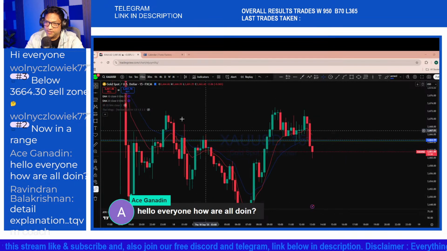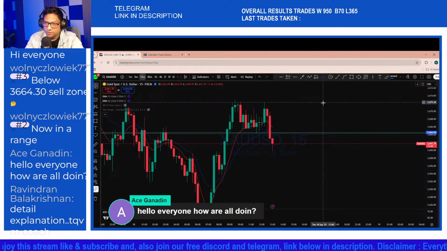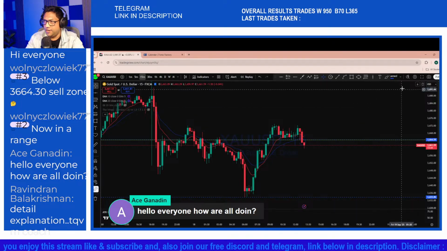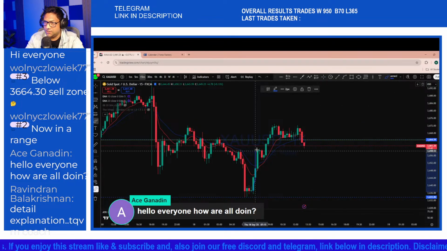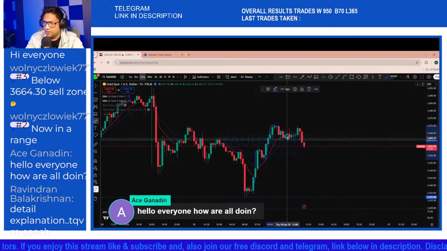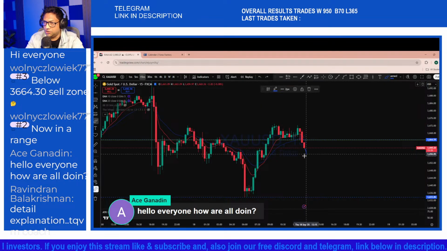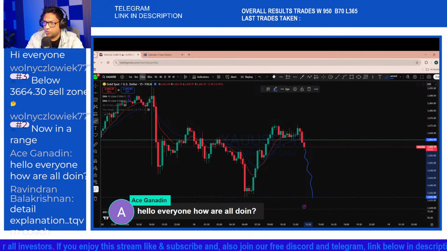What's your bias here? You can share your thoughts. Do you think that gold is going to trend here with a one single move pullback, another move deeper pullback, or we could see the market trend down here to this support level?